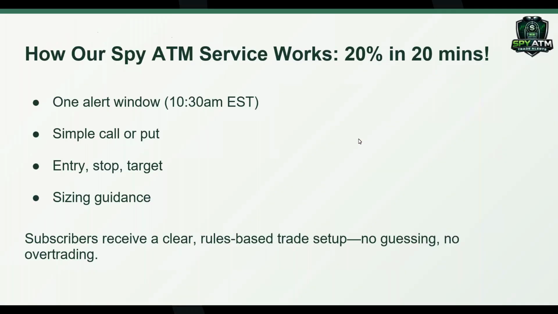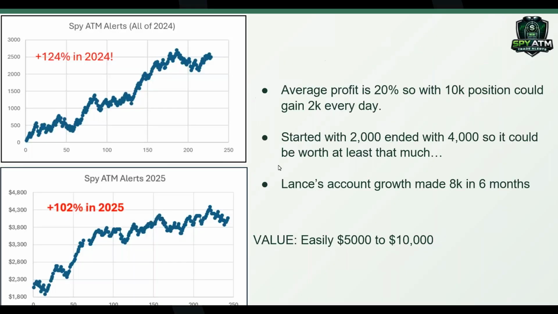So recapping 20% in 20 minutes, what I call it, one alert window, 10:30 Eastern time, simple call or put, there's no fancy spreads or complex option strategies. And you get the entry, stop, and target, you get sizing guidance, you get all the clear rules based, there's no guessing, no overtrading, none of that stuff. If you were using a $10,000 position for this, on winning days, you'd be making $2,000 a day, which is nice. Obviously, there are losses as well.